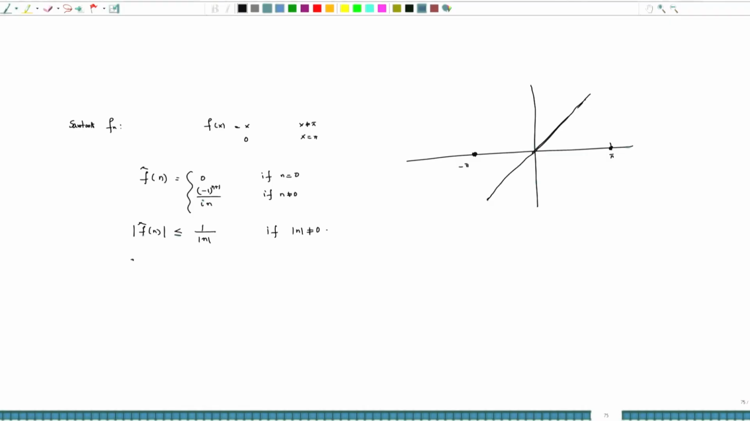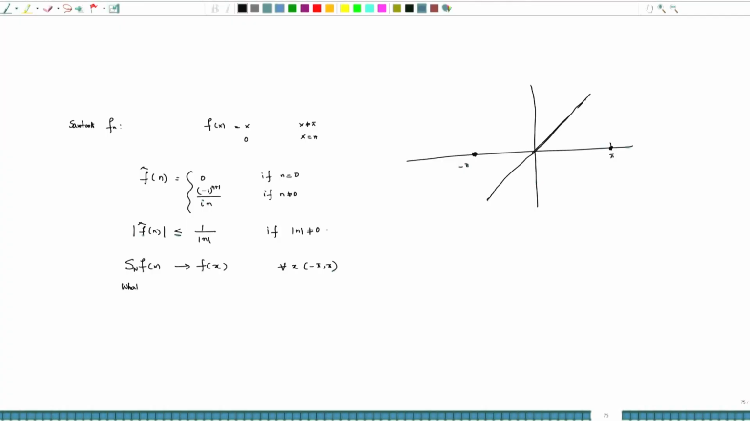Now, S_N f of x converges to f of x for all x in minus pi to pi, because in this open interval f is a continuous function and it has decay. Therefore, by the previous result, this Fourier series converges. Now, what happens at x equal to pi?